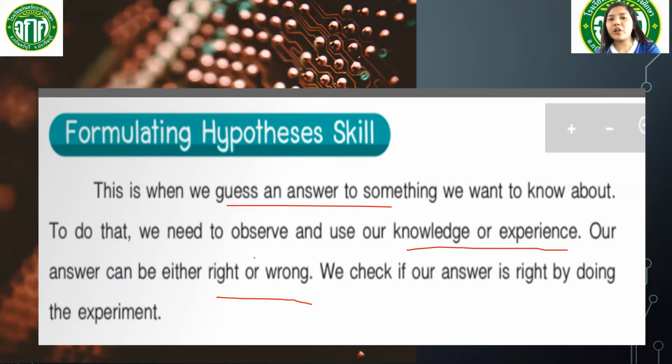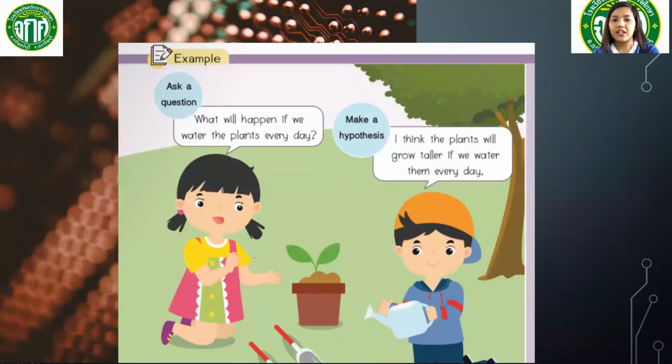So before you are going to do the experiment, you need to give or make a hypothesis first. So you are going to answer. You are going to guess or give the possible answer to your question before you are going to do the experiment. Okay, so let's see an example of formulating a hypothesis.